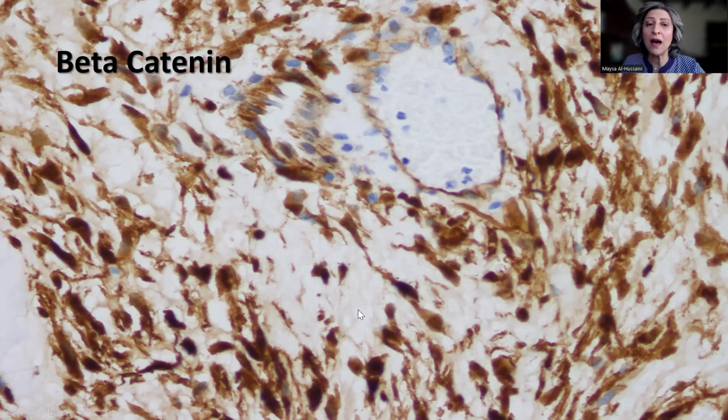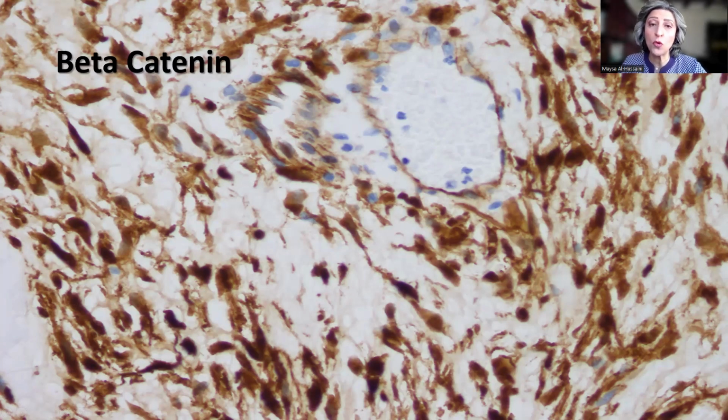This is the way I interpret beta-catenin. Again, negative internal control. This is really the usual staining pattern. This is the nuclear staining that we interpret whenever we want to say that beta-catenin is positive.